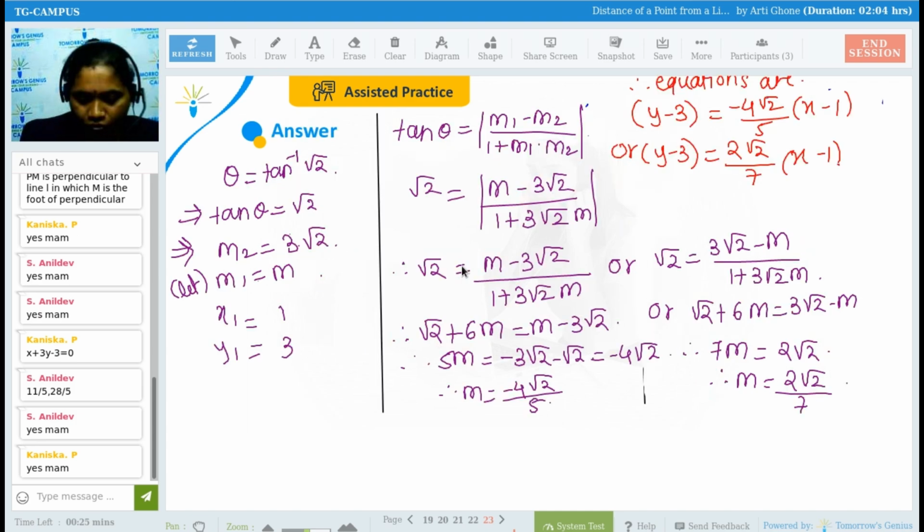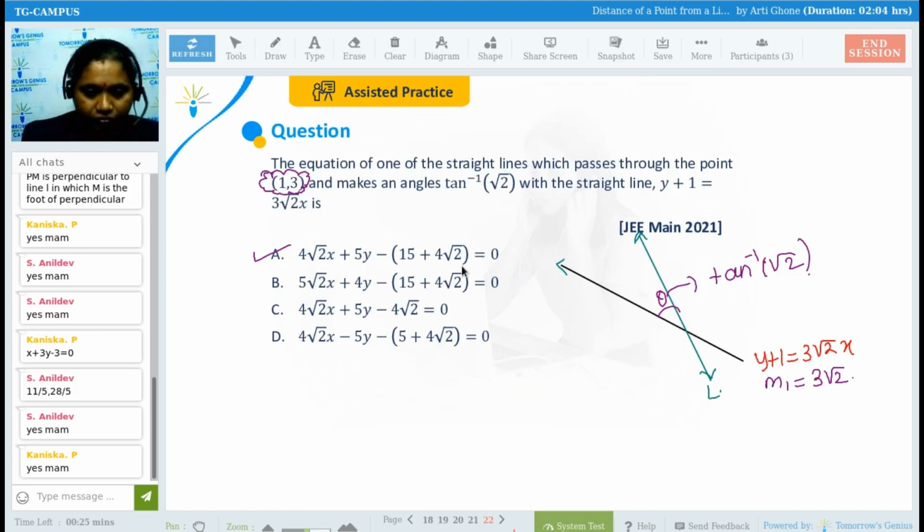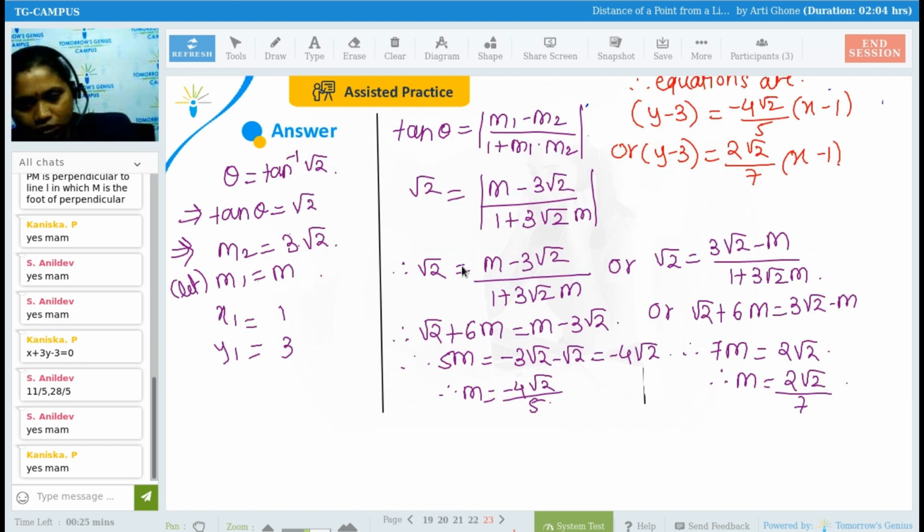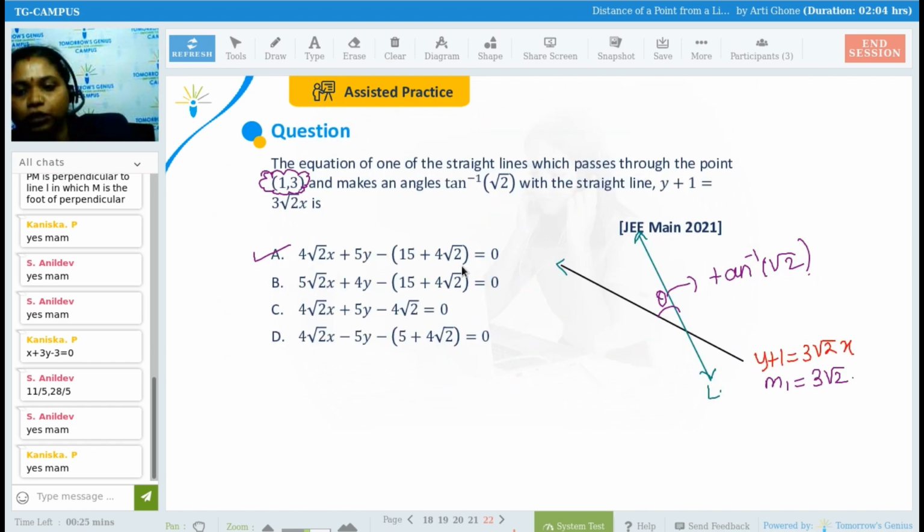Instead of doing this many things, if I put x is equal to 1 and y is equal to 3 and the equation is balanced, then automatically that will be the correct option. Clear? Now 5 root 2 x plus 4y is not balancing in this case. So just option A is balancing. 4 root 2 cancels with minus 4 root 2, 15y cancels with minus 15, so it will ultimately be 0. How simple it is. Still I worked through the method to make you understand the methodology.